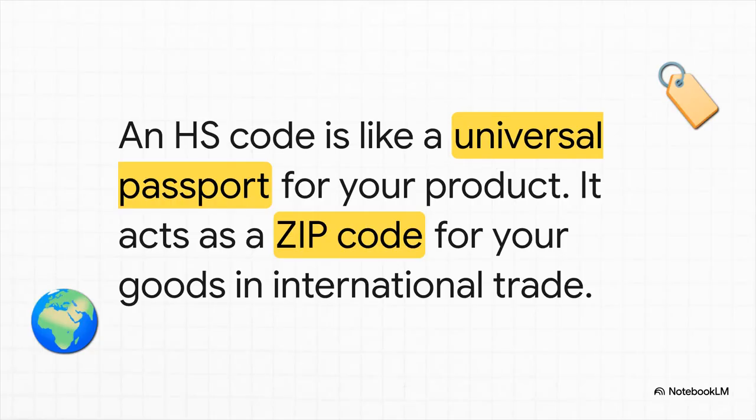Probably the easiest way to wrap your head around it is this. Think of an HS code as a passport for your product. It tells every customs agent in the world what your thing is, what it's made of, and what it does. It's kind of like a universal zip code for your goods.